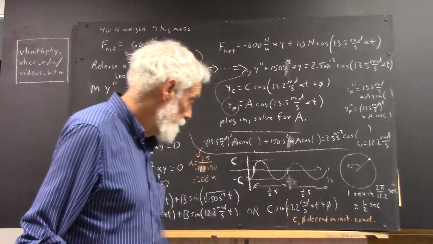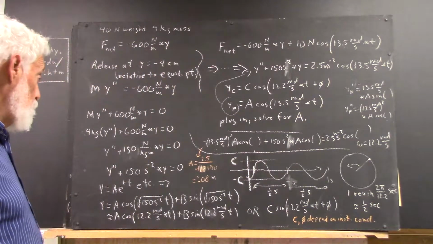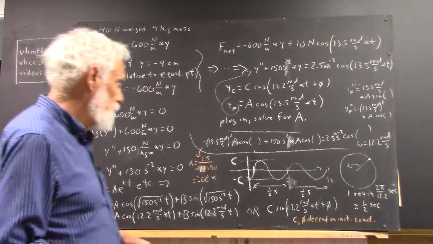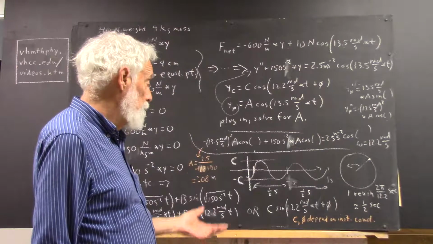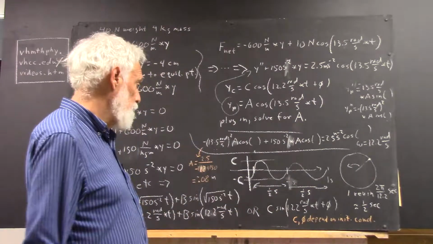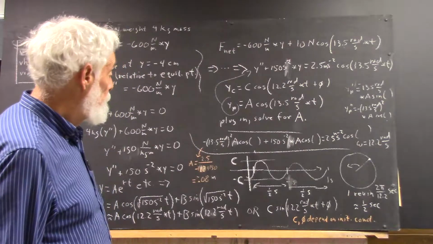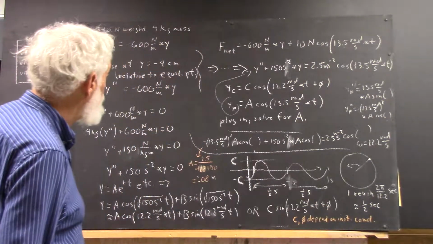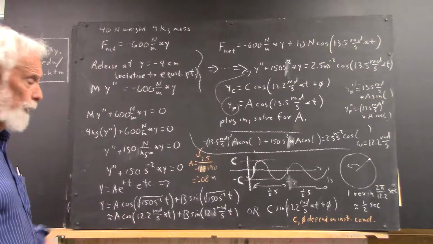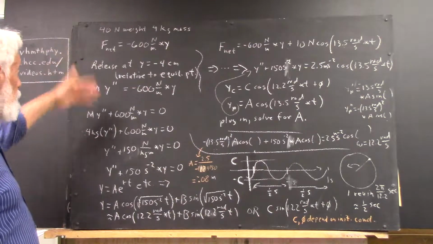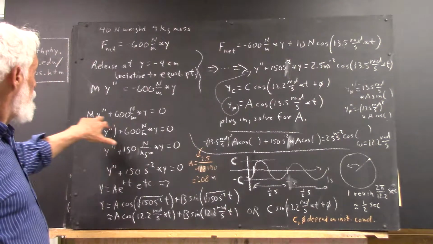So you can figure out what that would be. We could also have written this as negative C times the cosine of 12.2 radians per second times t. But you want to think through what that phase angle would be, whether it's plus 90 degrees or minus 90 degrees. Okay, well, that's a solution of this equation.